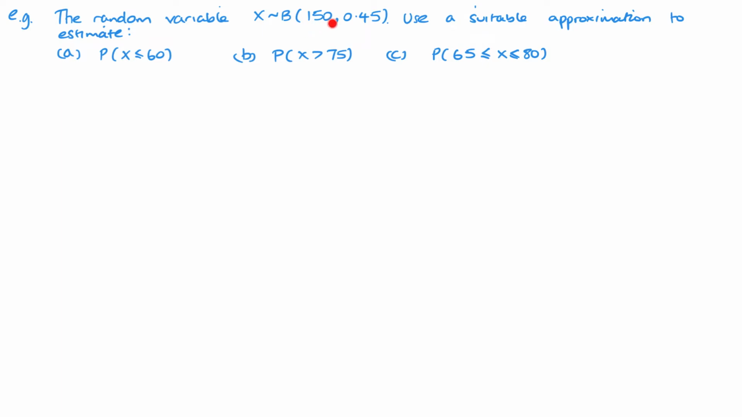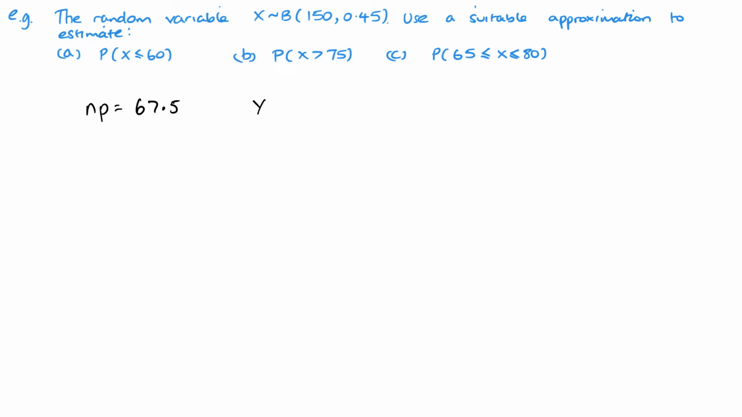In this example, we can see that n is 150, p is 0.45, so n is large, p is close to a half. So a suitable approximation will be a normal approximation, because this being closer to a half would mean that it's unlikely to be Poisson. First thing I want to do is find out what n times p is. So straight into my calculator, 150 times 0.45, and that gives me 67.5. You can see that's much bigger than 10. Definitely no doubt that this is a normal approximation.